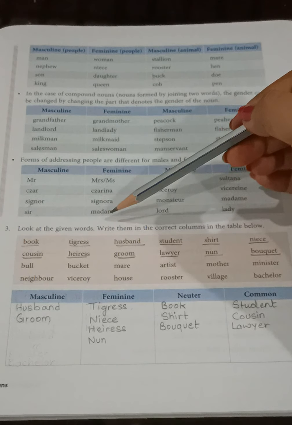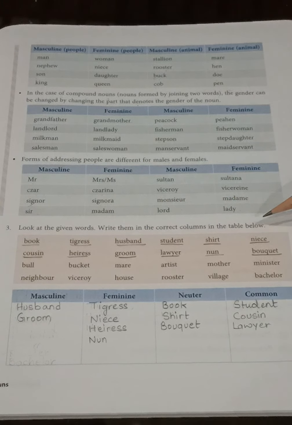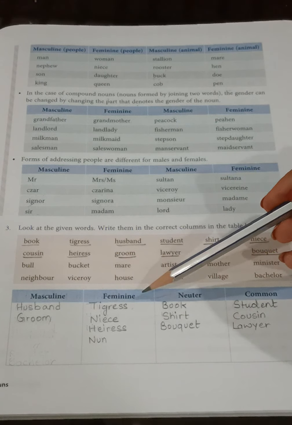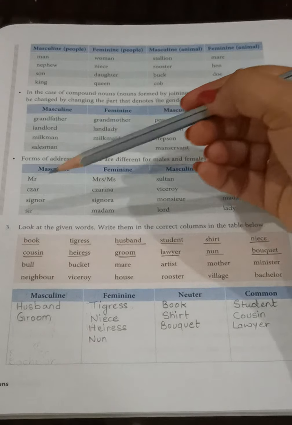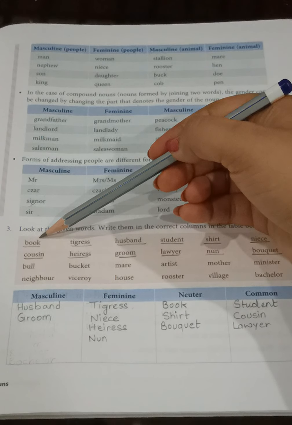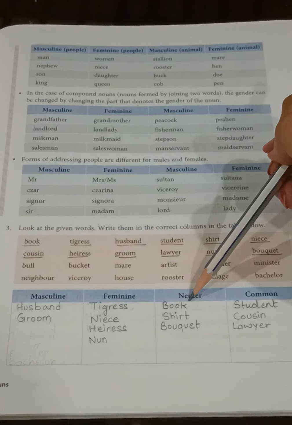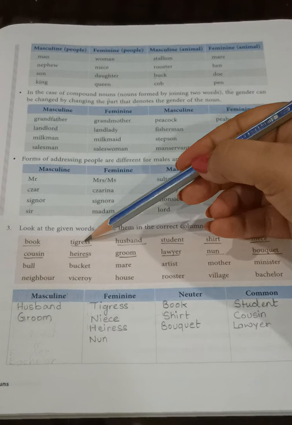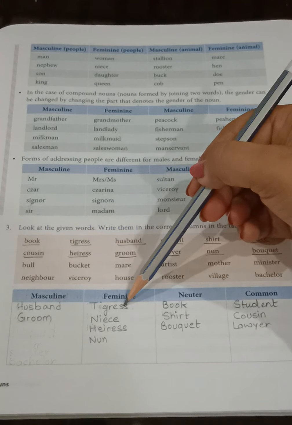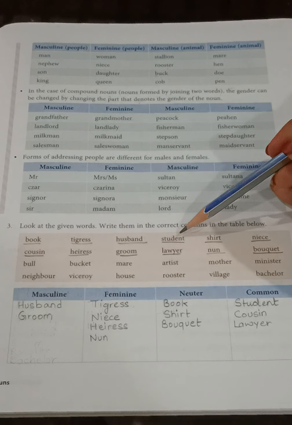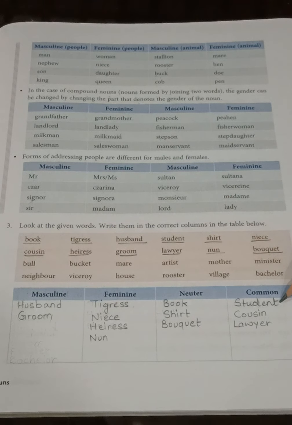Look at the given words. Write them in the correct column in the table below. Students, here in the box you are given certain words. You have to categorize them into masculine, feminine, neuter and common. So let us start. Book. Book is not a male, it is not a female and it is a non-living thing. So neuter gender. Tigress, it represents a female, so feminine. Husband, it stands for a male, so masculine. Student, a student can be a girl also, a boy also, so common.